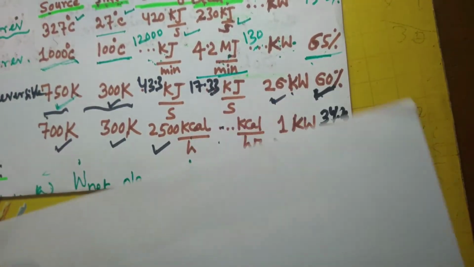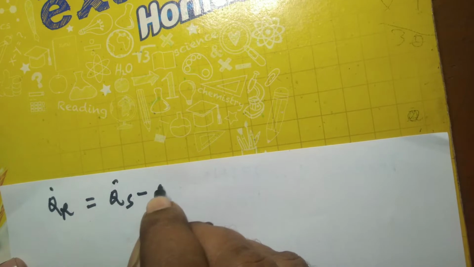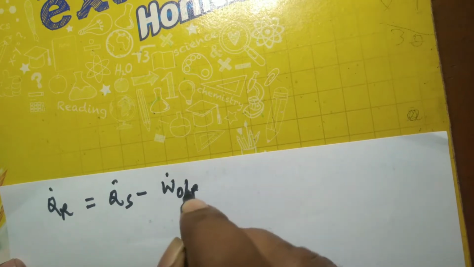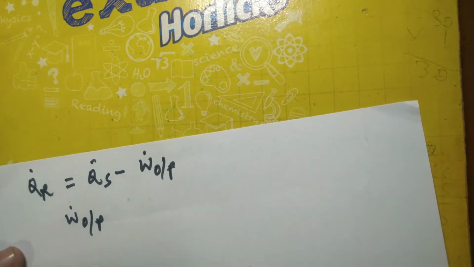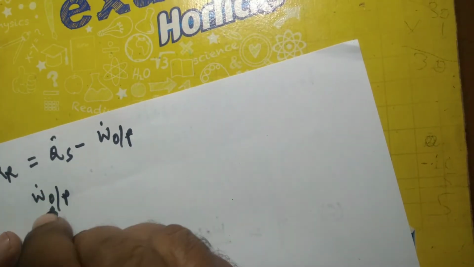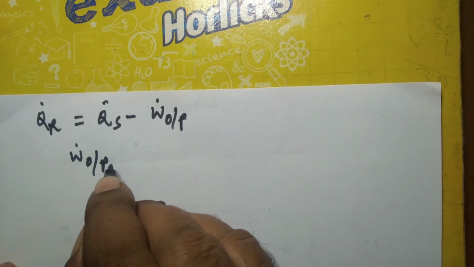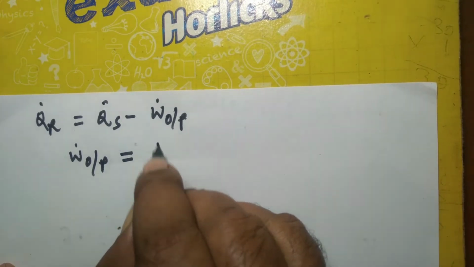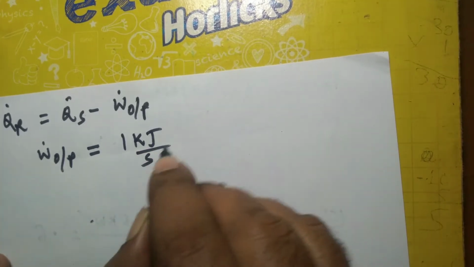So heat rejected can be easily calculated. QR is nothing but QS minus W, the rate of work output. QR has to be filled up in terms of kilocalorie per hour. So to find QR in terms of kilocalorie per hour, we have to calculate the rate of work output in kilocalorie per hour also. But the rate of work output is given to be 1 kilowatt, which is the same as 1 kilojoule per second. It is given in the question.